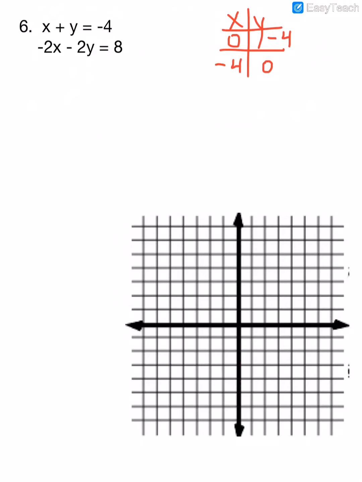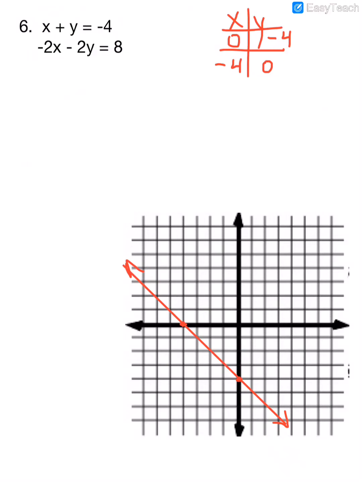If you wanted to get it in slope-intercept form, you could do it that way too. It doesn't matter. All right, so on my y, I go to -4. 1, 2, 3, 4. And on my x, I go to -4. Okay, so I'm going to connect those points. All right, that's my first line.